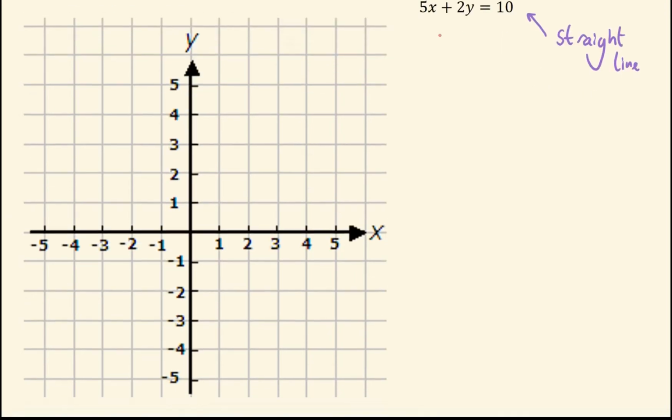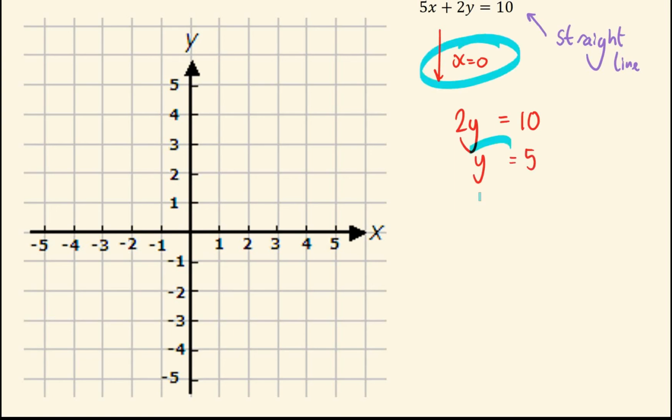So first, we're going to let x equal 0. If x equals 0, this equation reduces to just 2y equals 10, and therefore y equals 5. That means x equals 0 and y equals 5 is going to be one coordinate on my line. And we can plot that. 0, 5 will be up here.